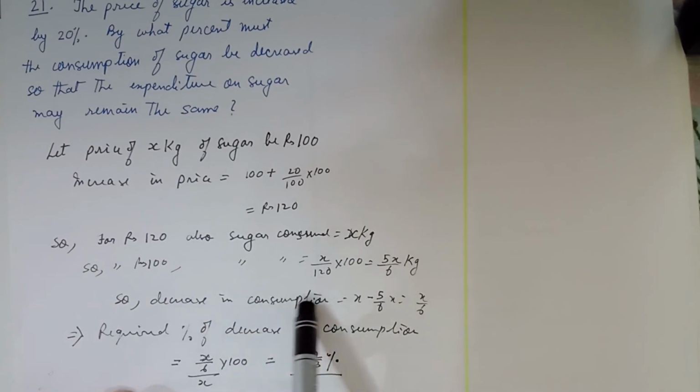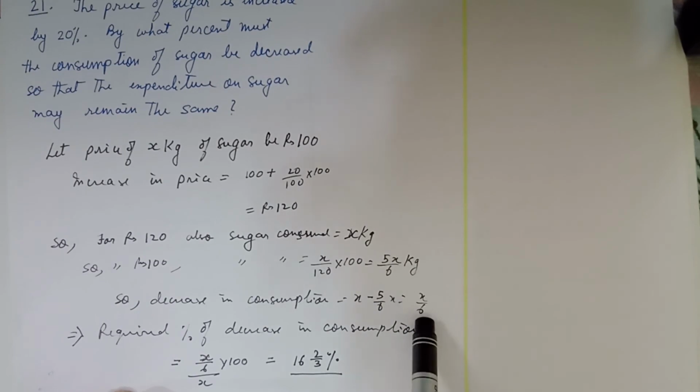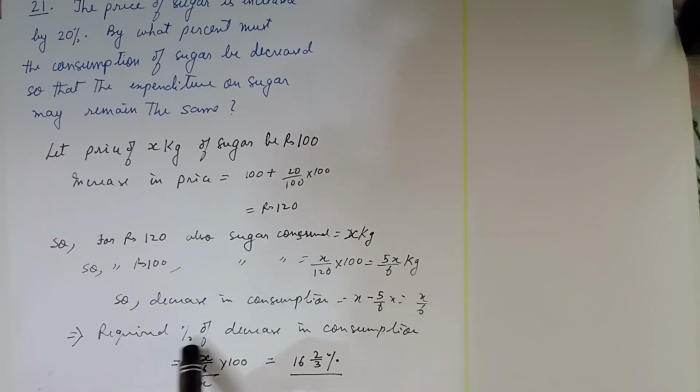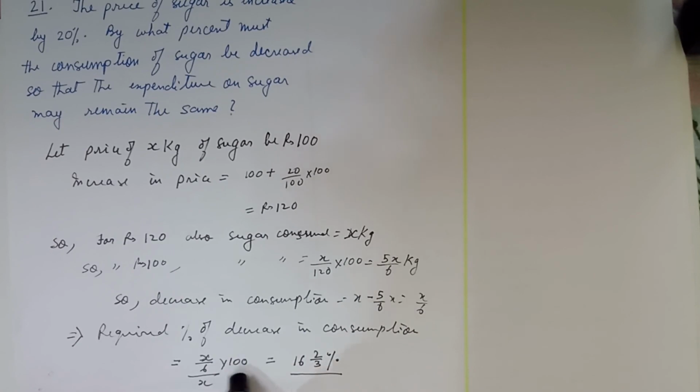How much are you decreasing? It was X kg initially. Now it is 5 by 6 X kgs. So it is X by 6 kg decrease in consumption of the quantity of sugar. Percent reduction is reduction by original into 100. X by 6 by X into 100 is 16 whole 2 by 3%.